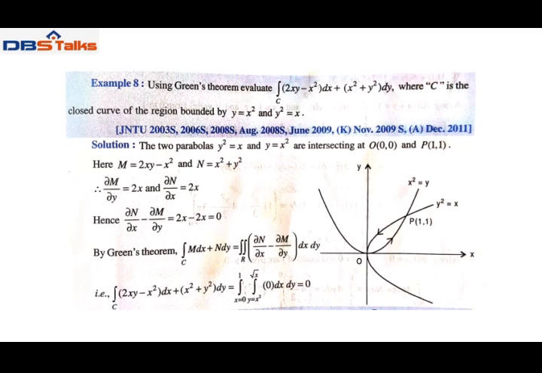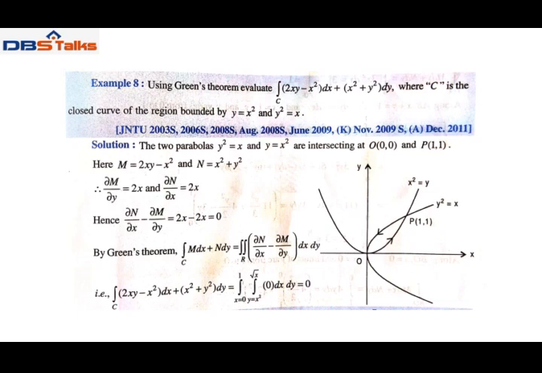Next problem is, using Green's theorem, evaluate the integral over C of (2xy minus x square) dx plus (x square plus y square) dy, where C is the closed curve of the region bounded by y equal to x square and y square equal to x. Solution: given two parabolas, y square equal to x and y equal to x square. These two curves intersect at the points (0, 0), that is the origin, and P equal to (1, 1).